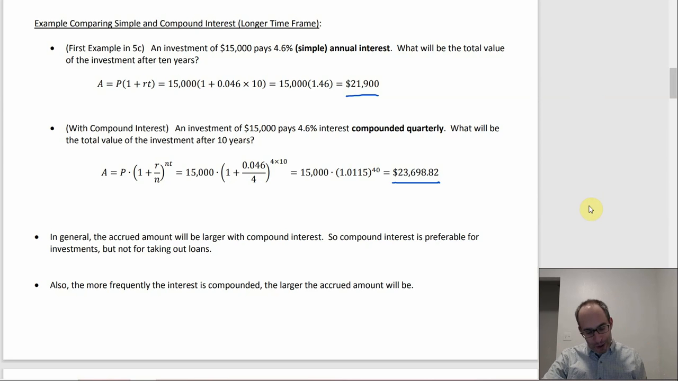You get a larger accrued amount. So that's good for investing, bad for taking out loans, right? Because if you're taking out loans where the interest is going to be compound interest, that means you're paying more back later. So there it would not be great. And then the other thing is the more frequently the interest is compounded, the bigger the accrued amount gets. So if you compound monthly, that's going to be more than if you compound quarterly, because the more that you're compounding, the more that you're computing interest on top of interest.